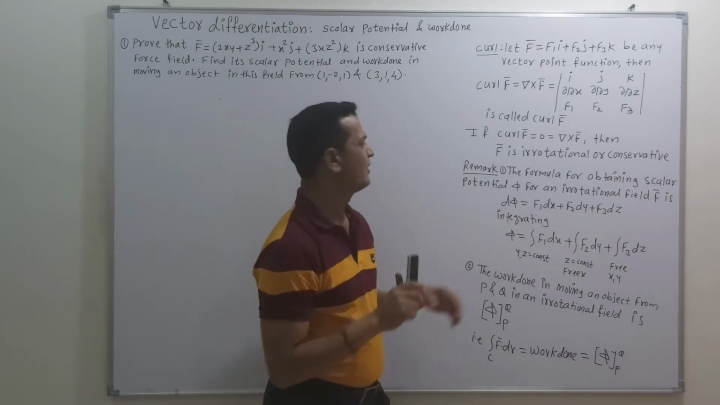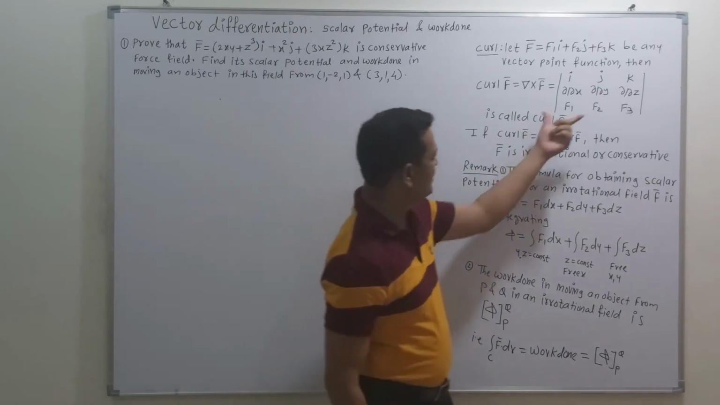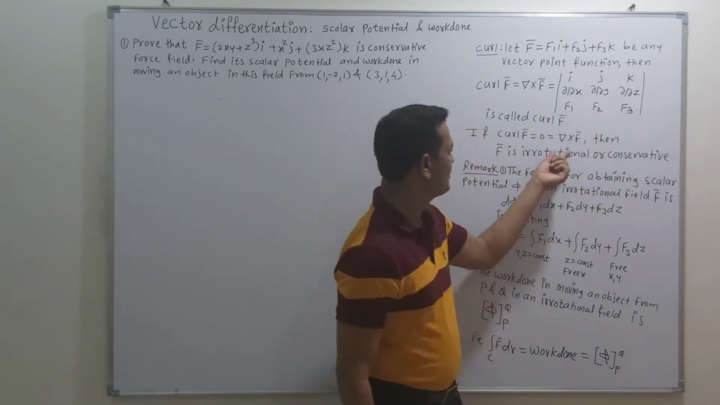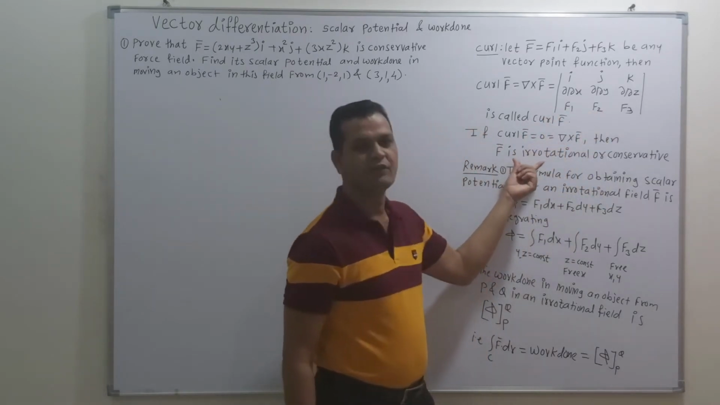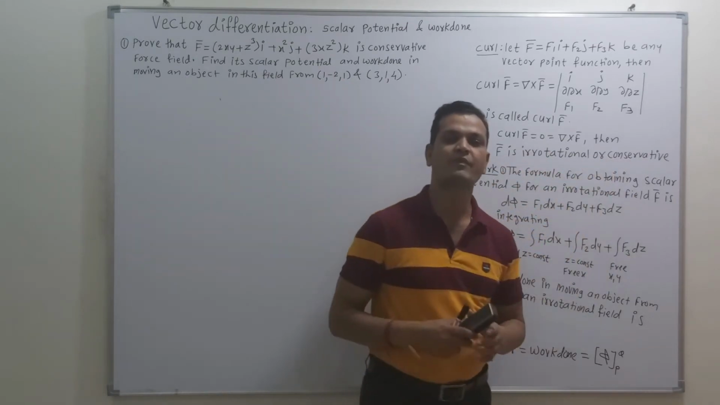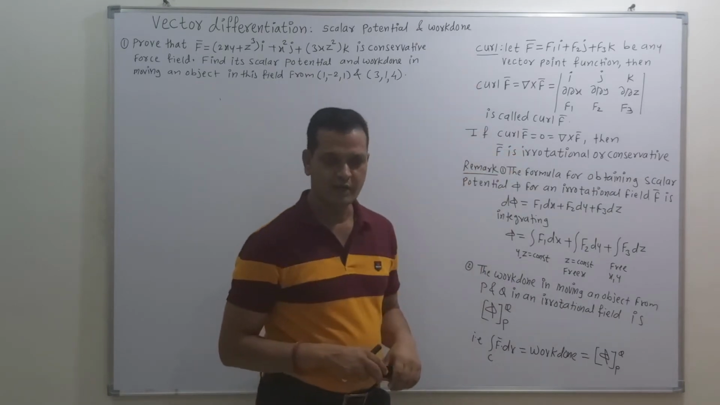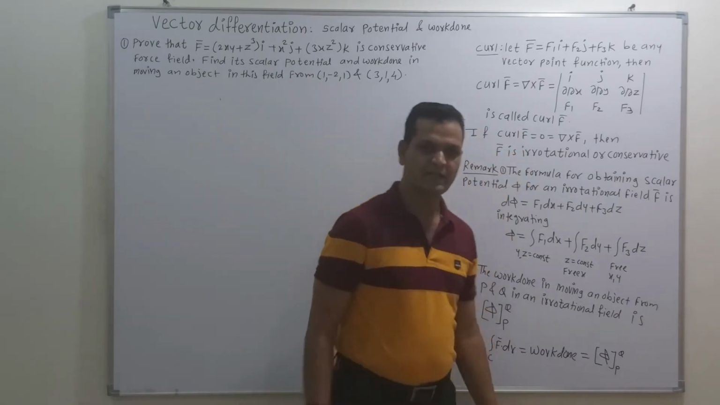Then if the value of curl of f bar is 0, then this vector field is called irrotational. That means when the value of this determinant is equal to 0, then this vector field f bar is called irrotational, or some people may call this a conservative vector field. So this is the definition of curl and irrotational vector field.